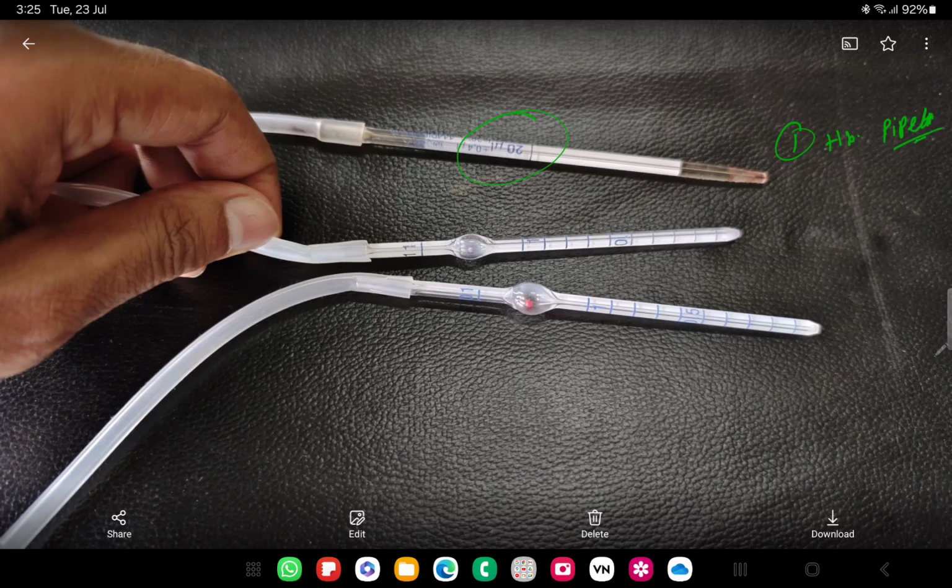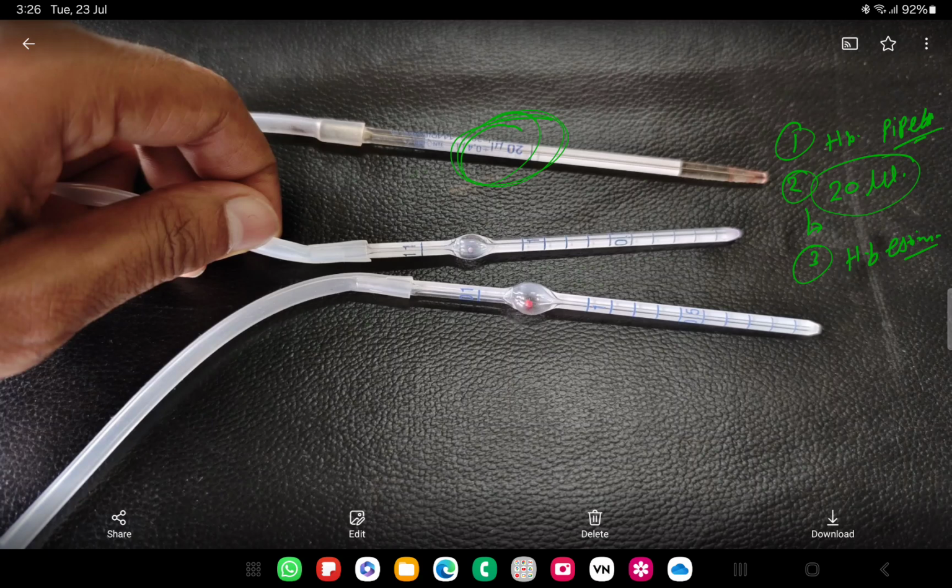Okay. Second thing is how will you identify it? The marking. The most important point is 20 microliter. That is the identification point. And second point, if you want to mention, is that there is no bulb, so you can mention that. Use is obviously hemoglobin estimation. Okay, that much is enough for this.